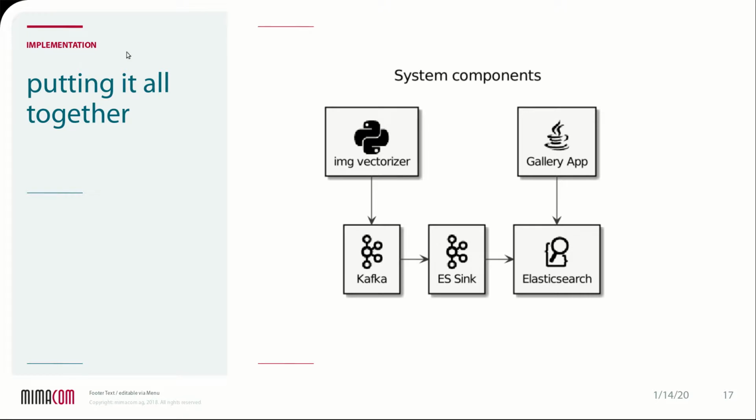That's the components that I use to build a little gallery. So we have an image vectorizer, which is a trained neural network that I use to extract vector representations from paintings. Then I store the metadata of the images and also the vector representations in Kafka. And with a sink that is configured, that's dumped into Elasticsearch, into the Elasticsearch index. And now I have a gallery app, just a really simple Angular and Spring Boot app that acts as a client and runs queries in Elasticsearch to see similar images for a given image.